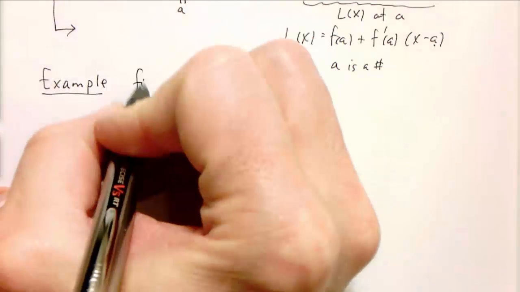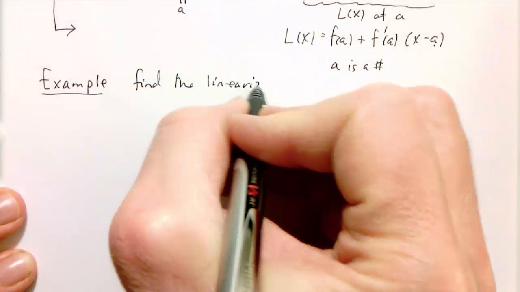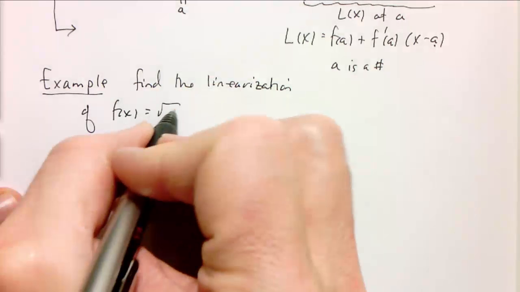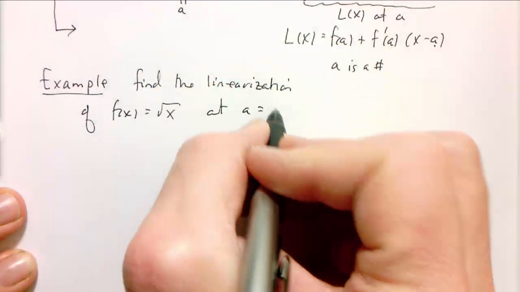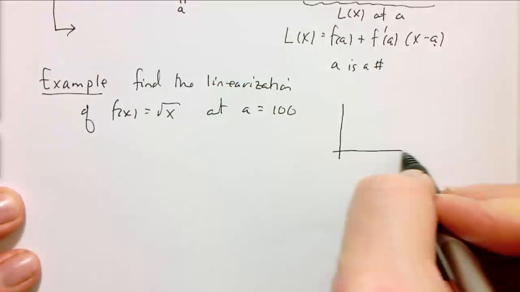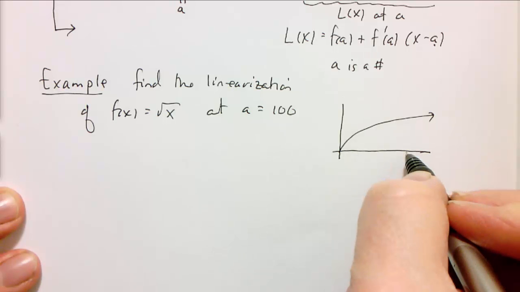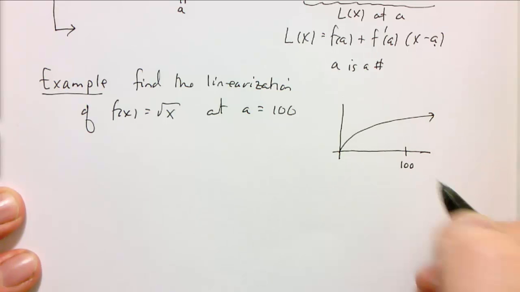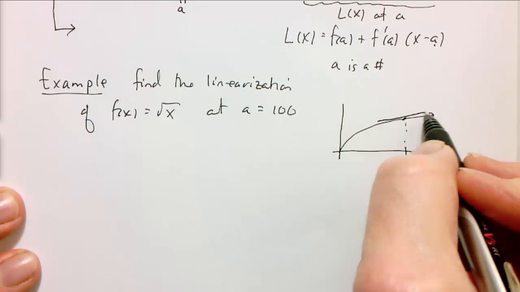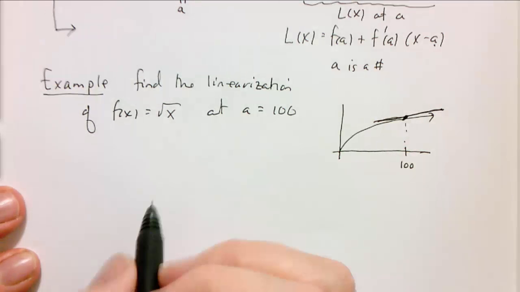So we want to find the linearization of f of x equals the square root of x at a equals 100. Translated, what we're doing here: I'm taking my square root graph, going to the point on the graph where the x-coordinate is 100, and working out the equation of the tangent line to the graph at this point. Once I have that equation, I can do some things with it, but let's get the linearization first.